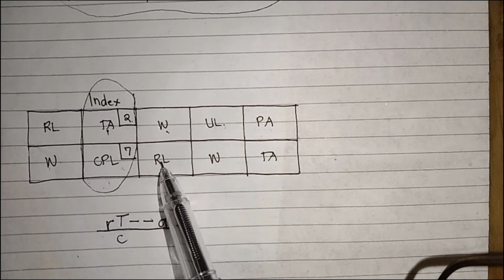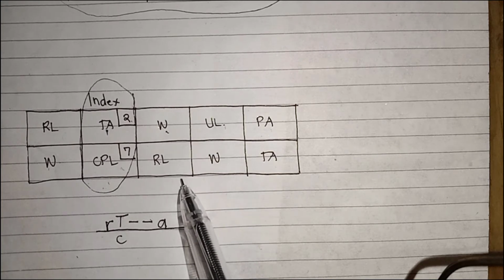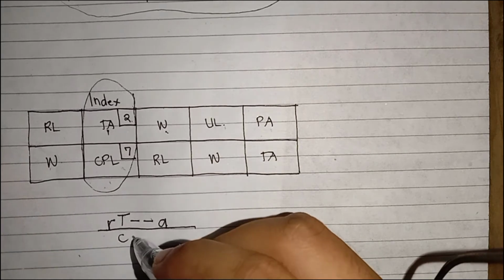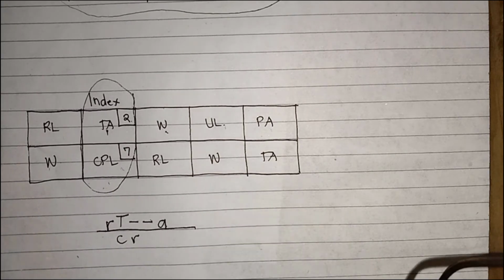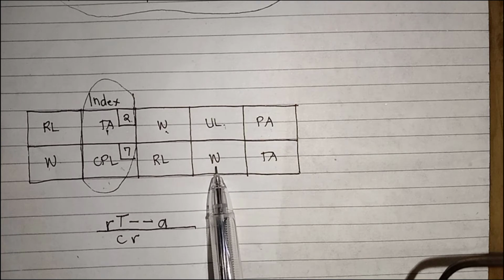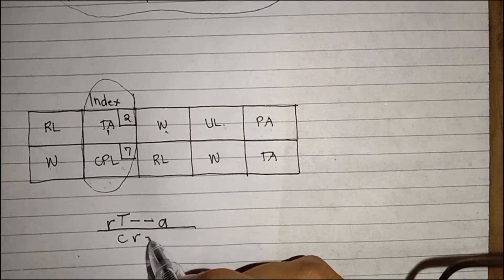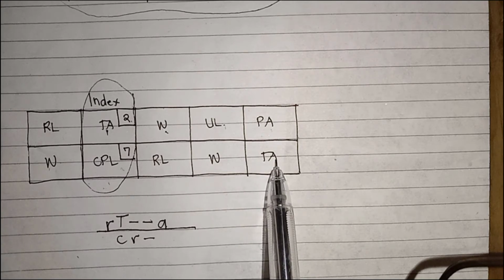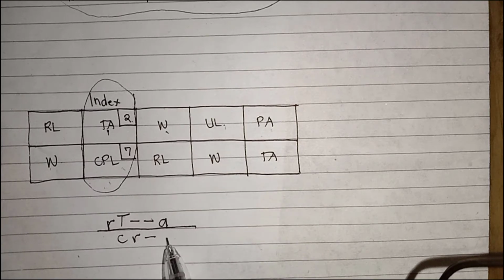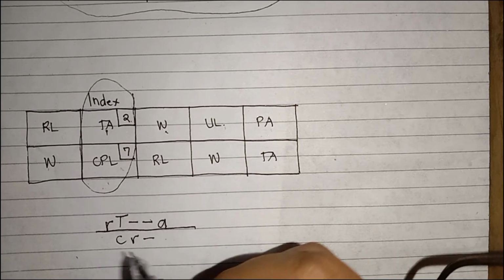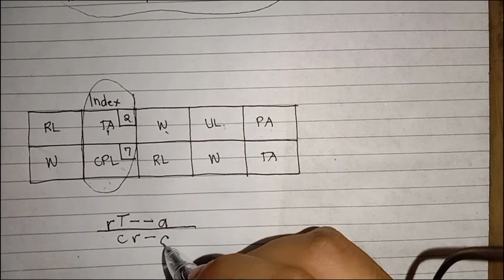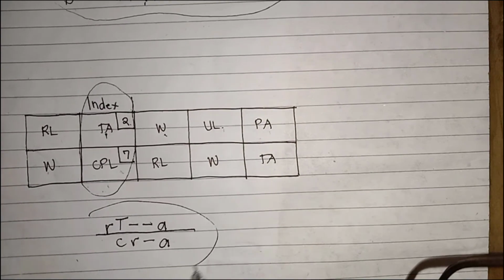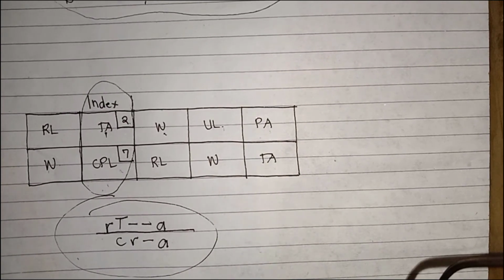A radial loop is part of the rat, so we will put in small letter r. Whorl is not a part of the rat, so leave it dash. Tented arc is part of the rat, so we will put it in small letter a. So, this is now a secondary classification.